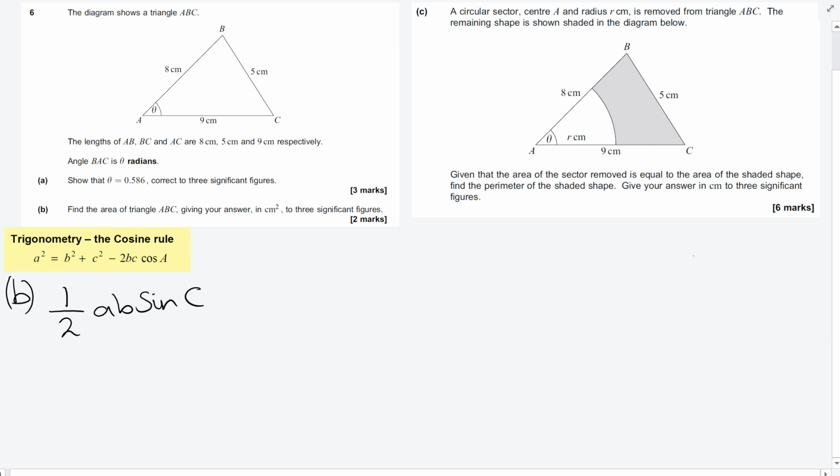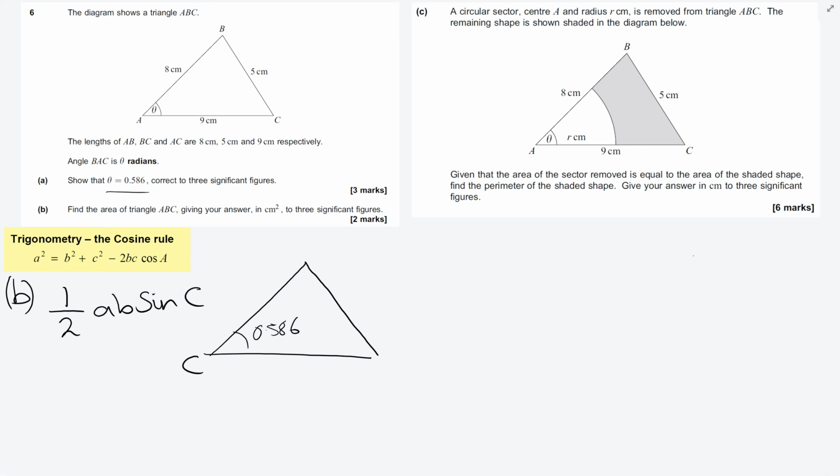Now, the angle, which I do now know, has to be C. So I need to do some reworking of my triangle. This is where some of my students did lose marks, because you need to say, well, this is now C, 0.586. So we've got C there. We need to then label A and B. It doesn't actually matter which of the two sides we label A or B, but we need to make sure that we know that they are 8 and 9, because if we use the 5, we get the wrong answer.